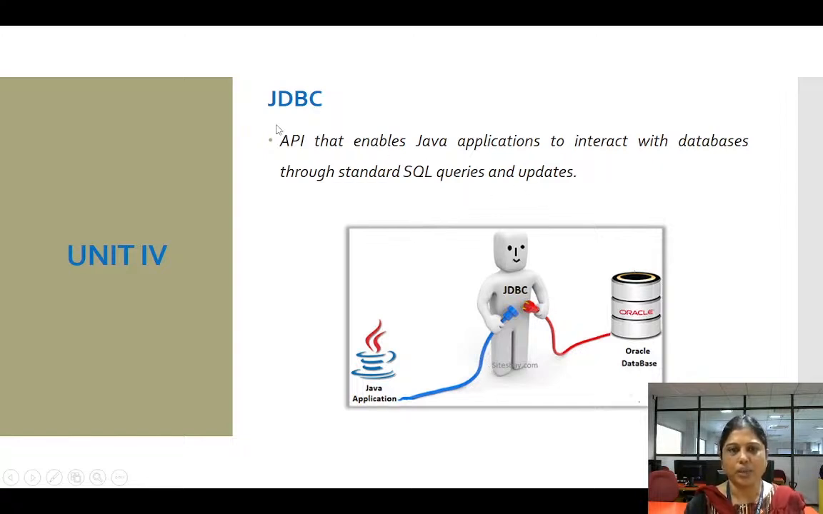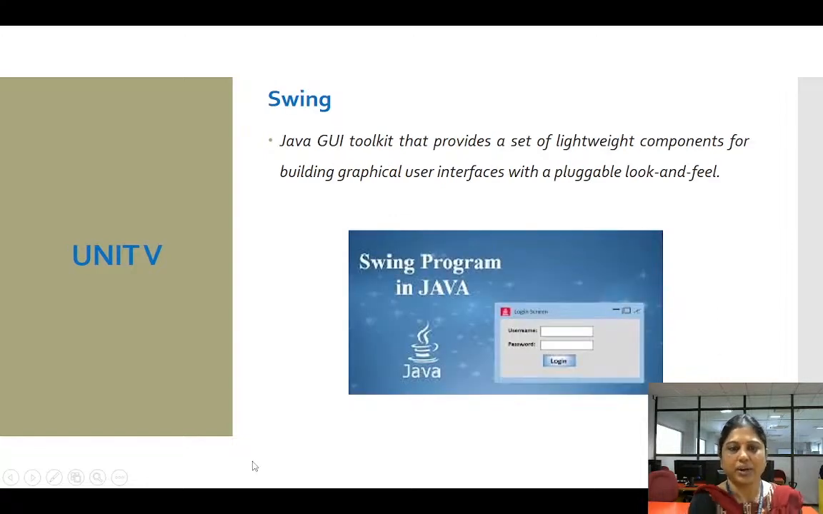So in short, unit number 4 will allow a student to understand how to connect your Java application or a graphical user interface to the database in the back end. The last unit, unit number 5, is going to focus on building GUI applications using the concept of Swing.